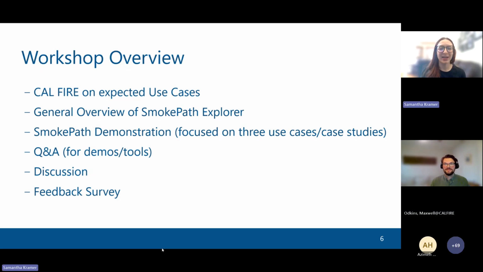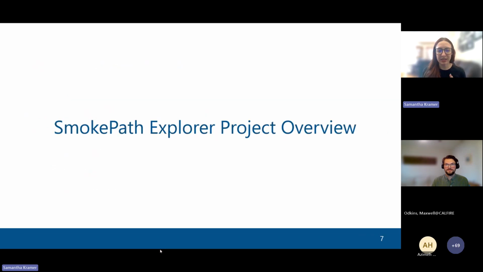Great. Yes. Thank you, Max. And I'll just sum that up by saying our whole goal is to use the existing science to make your life easier. So with that in mind, I will get us started on an overview of the SmokePath Explorer as a project in whole before we get into those specific examples on ways you can use it.